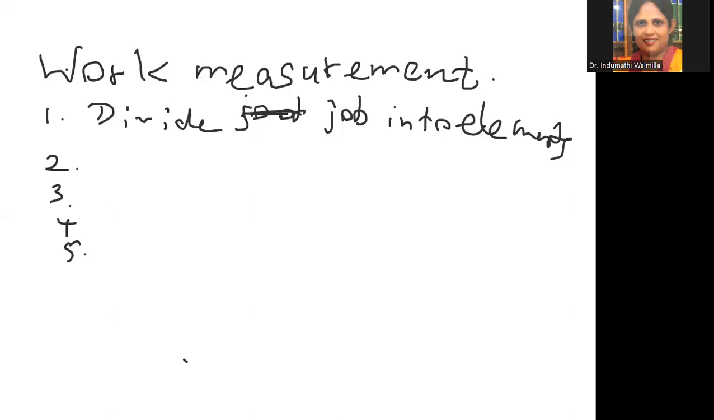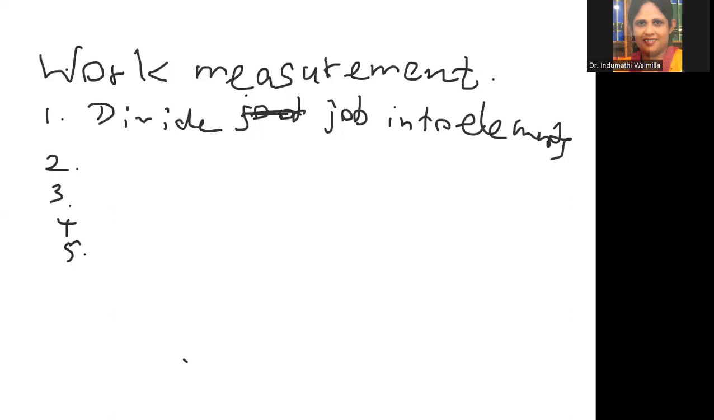They identify the number of times each element occurs in the job, and then they can apply a separate, different method. Also, when identifying the allowances, how much allowance has to be given when the workers are doing that job, they can apply sometimes more steps. However, measurement of work also helps estimate labor cost.